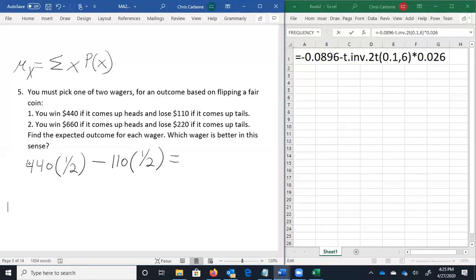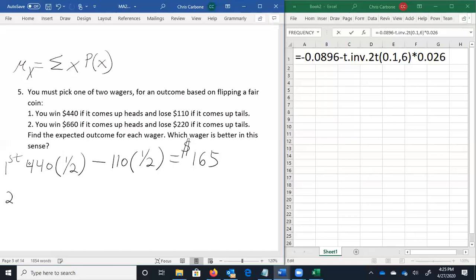And if you put this into a calculator, this is the first wager. I should have identified that. First wager, if you do this out, this makes $165. So again, for this, you're only typing in 165. Just that. There are no decimals in this answer.